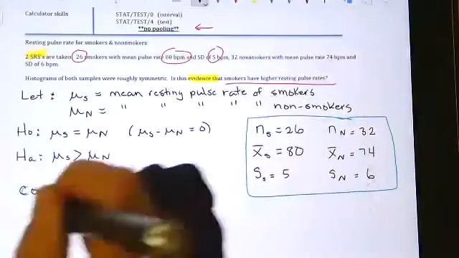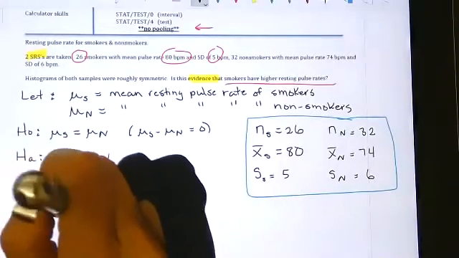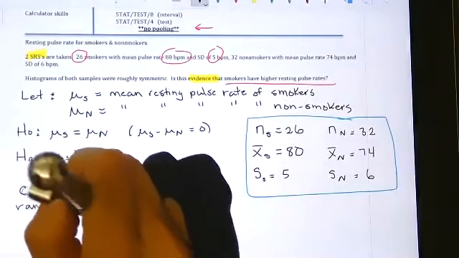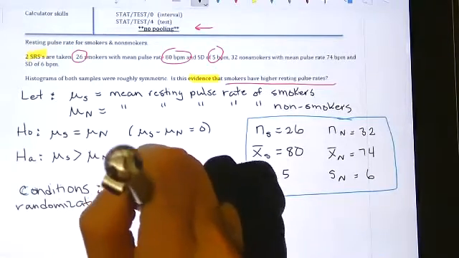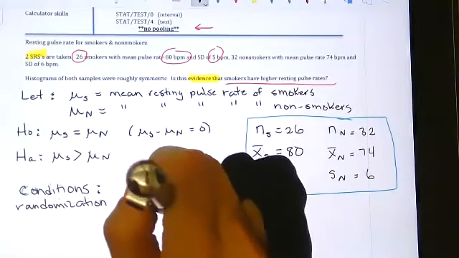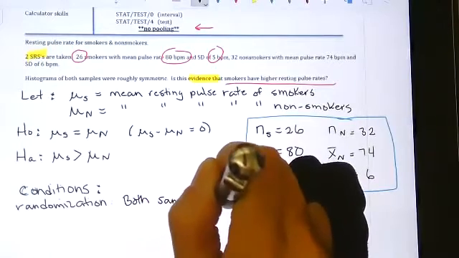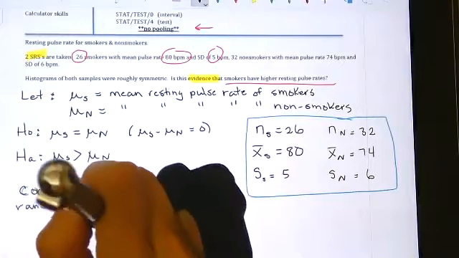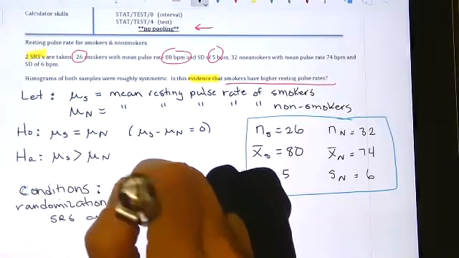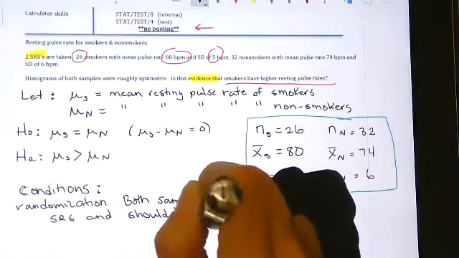So, randomization. Both samples are simple random samples and should be independent.